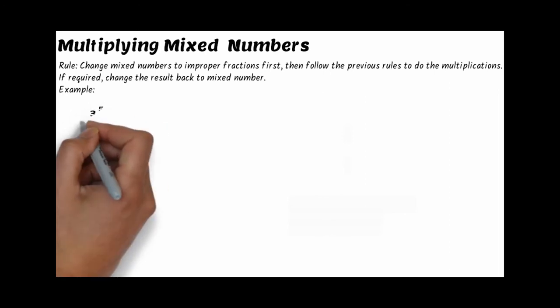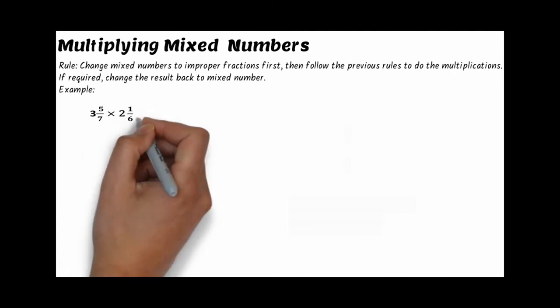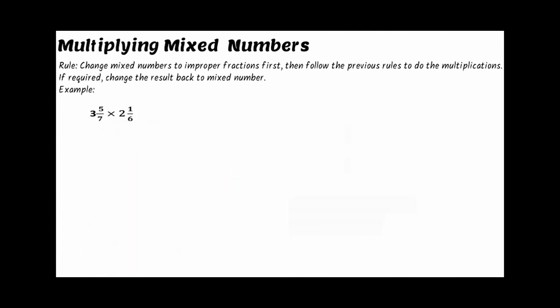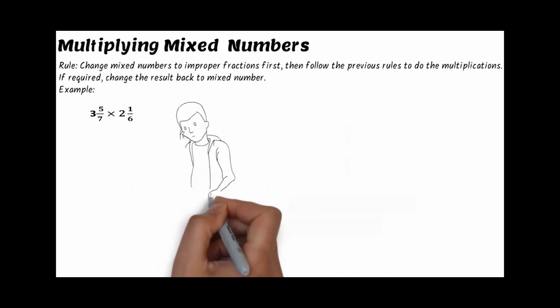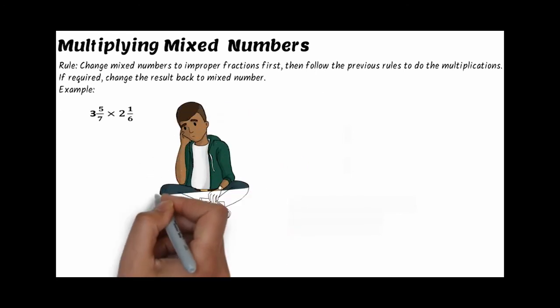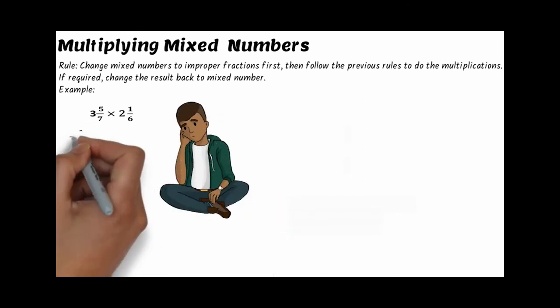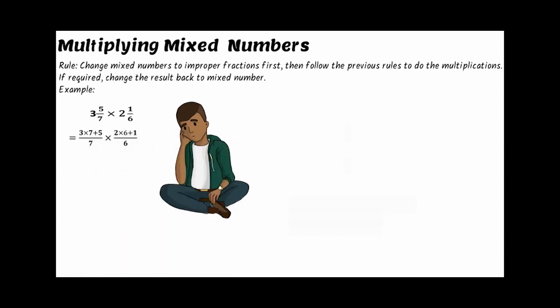In our example, we're going to multiply two mixed numbers together. 3 and 5/7 multiplied by 2 and 1/6. To change a mixed number into an improper fraction, we take the whole number, multiply that by the denominator of the fraction, and the product is added to the numerator. So the two mixed numbers become 3 times 7 plus 5 over 7 for the first one, multiplied by 2 times 6 plus 1 over 6 for the second one.